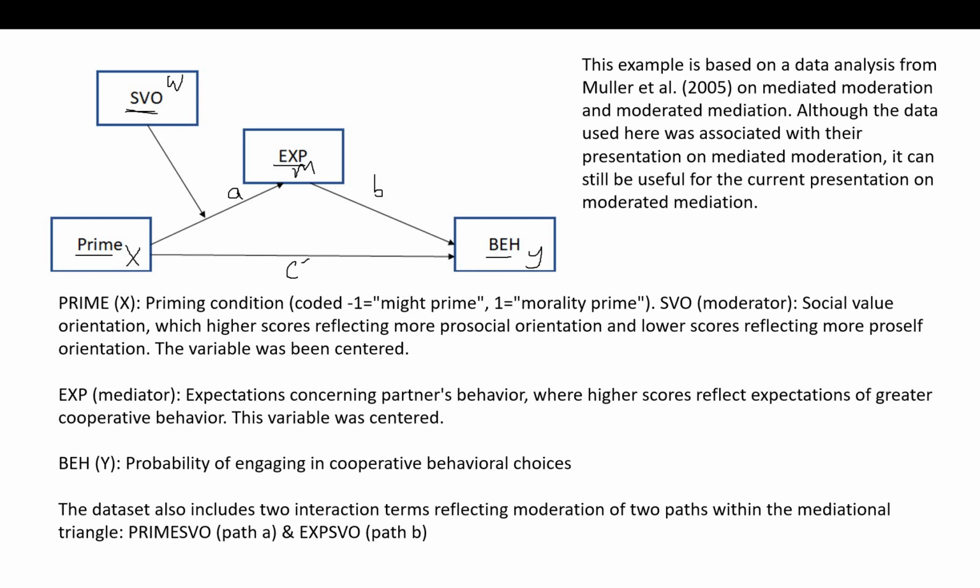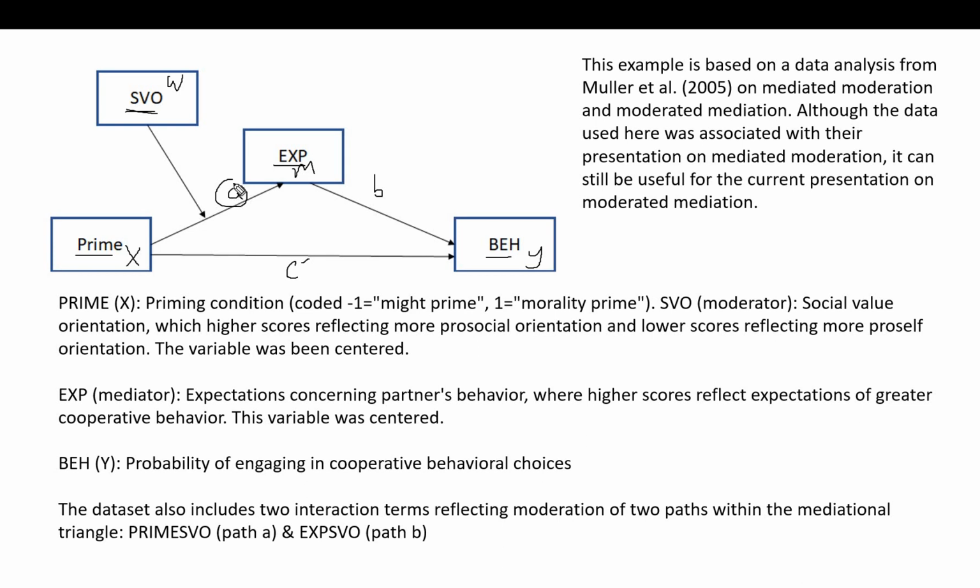So what we're going to be doing in this example is testing a couple of things. We're going to test first off the simple slopes for this path right here. In other words, we're going to test each of the individual slopes for the effect of prime on expectations at different levels of the moderator variable. So we're going to be testing simple slopes.